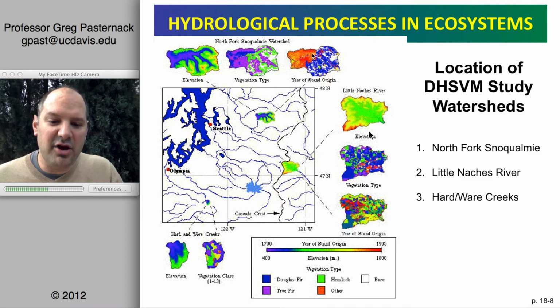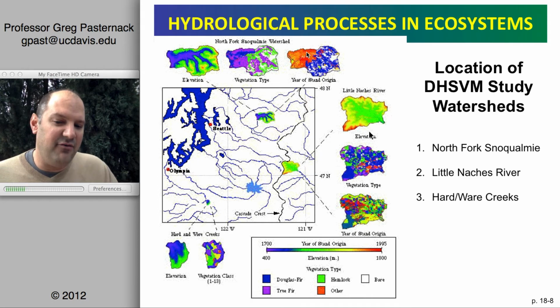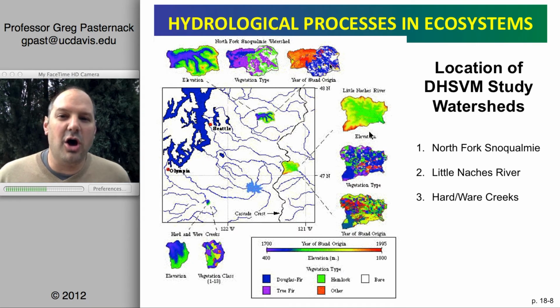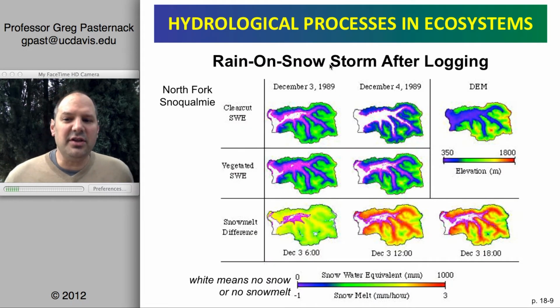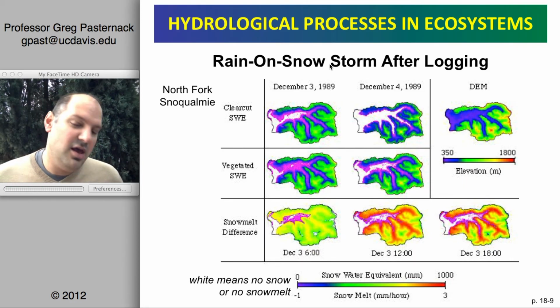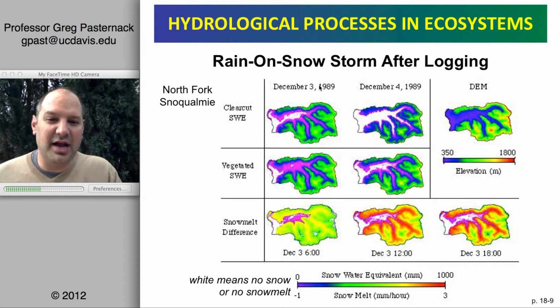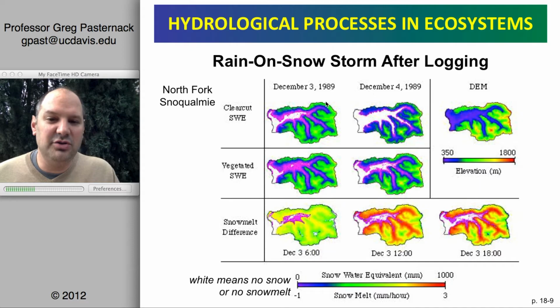So these red areas are areas that were probably clear cut and then have a relatively young stand, whereas the areas shown in blues and purples are long established forests. So let's look at the first case of North Fork Snoqualmie, where there was a rain on snow storm event after logging. You can see December 3rd, 1989, and December 4th, 1989, so that's 2 days.